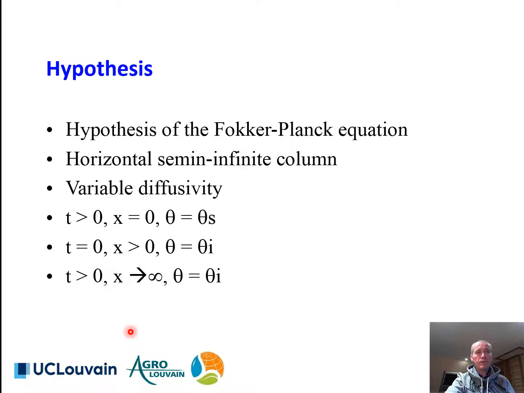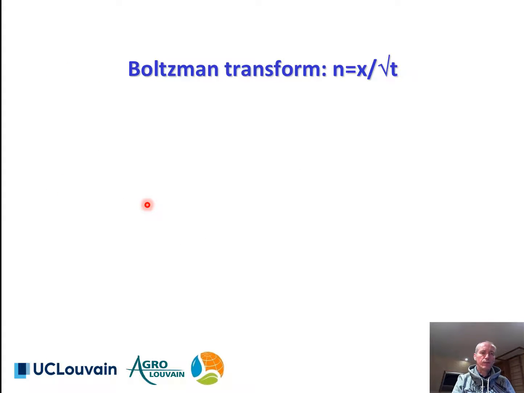And similar to the previous podcast, we use the Fokker-Planck equation in order to formulate our flow problem. And we define exactly the same initial and boundary conditions. The only difference that we have is that we consider a variable diffusivity D. The Boltzmann transform that we use in this podcast is a mathematical trick to combine space and time in one single variable eta, which is defined by the ratio between x and the square root of time.